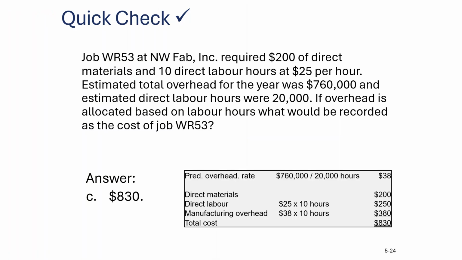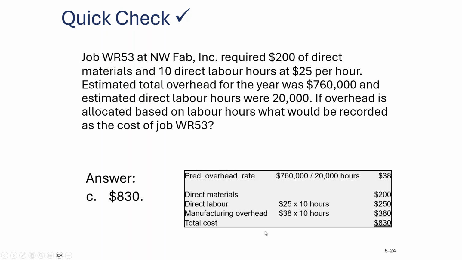Okay, so the answer to that question is $830. To find the answer, remember that we have three costs that we need to add: material, direct labor, and manufacturing overhead. So direct material, they already told you, is 200. Direct labor, you have used 10 hours, and the average rate is 25, so $250.